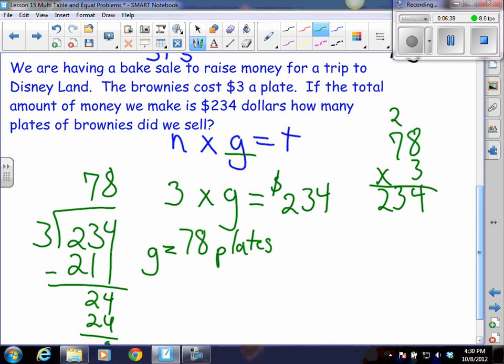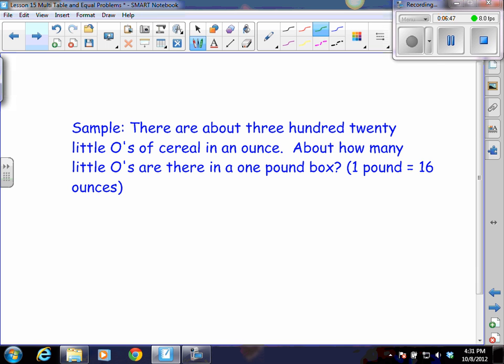And so these are our first examples of understanding equal group problems. I'll leave you with an example to try on your own. This one has a little bit of conversion in it, but I trust that you guys can handle it and will do well with it.